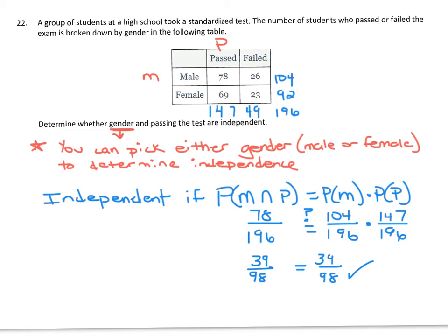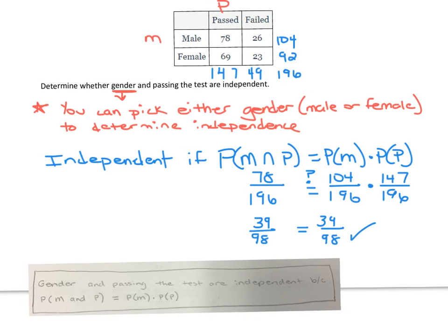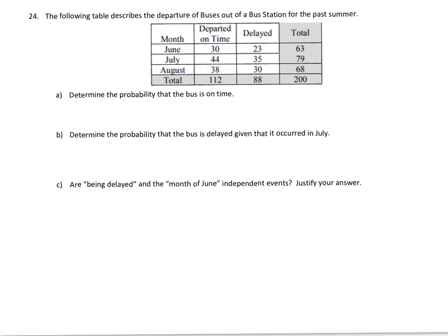So what we can say is that gender and passing the test are independent because this rule works. Okay, so you're just going to want to write this out. Gender and passing the test are independent because this rule right here, the probability of male and passing is equal to the probability of male times the probability of passing. Okay, so let's keep going with the even. So if you turn to the next page, number 24, and we're going to stop, 26 will be the last one we're going to do together.